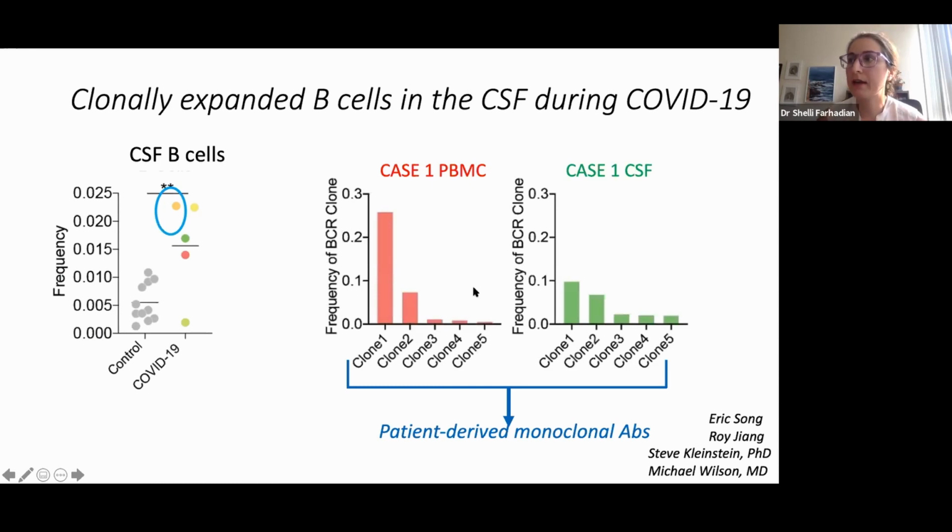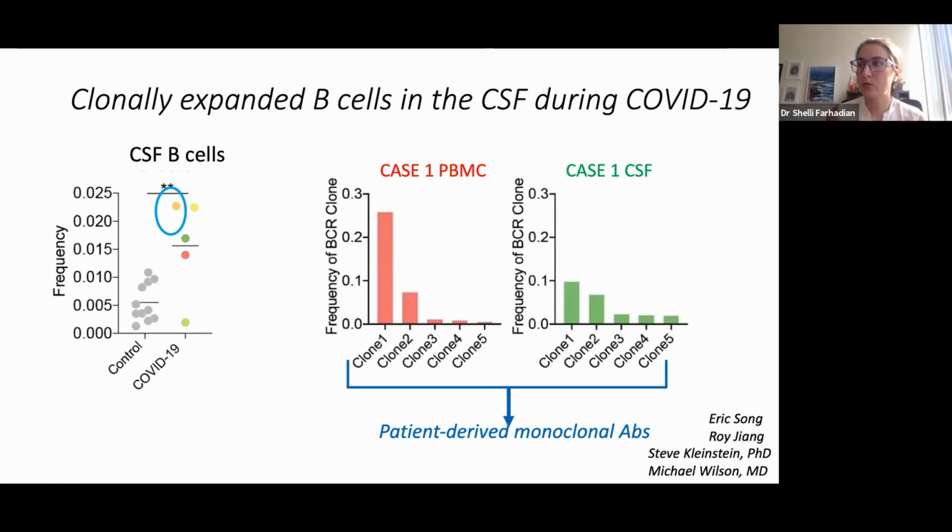When we then look at specific B cell receptor clones in this patient, we find, not surprisingly, several expanded clones in the peripheral blood of this patient. But interestingly, we also find expanded clones in the CSF, including one B cell clone that comprised about 10% of all the B cells in that patient's CSF.